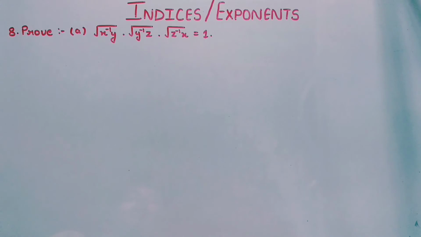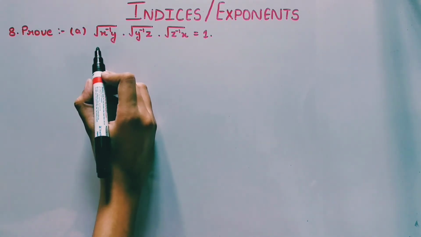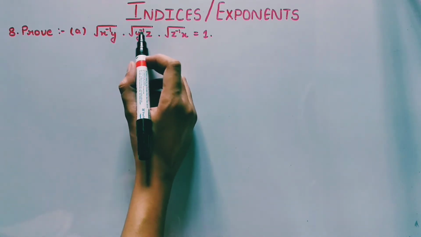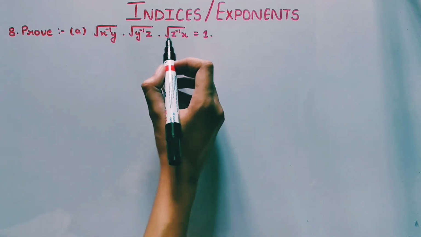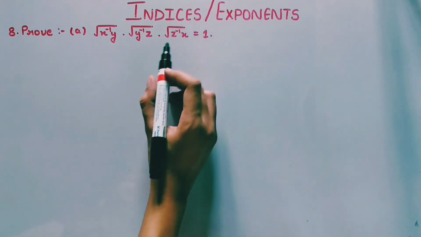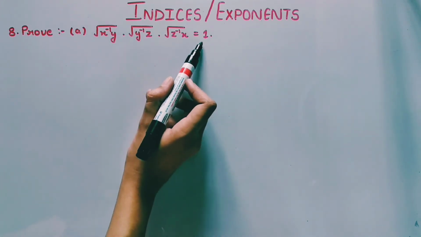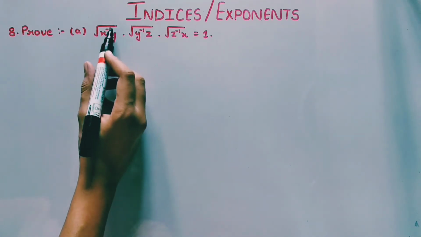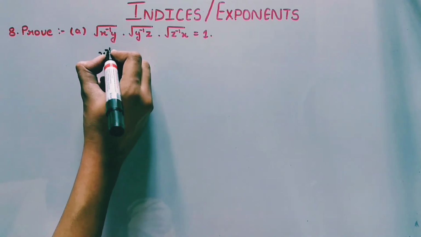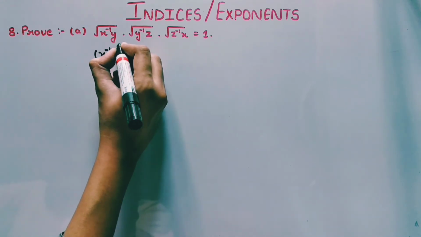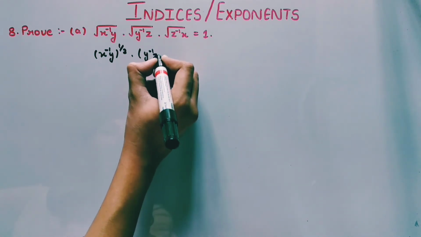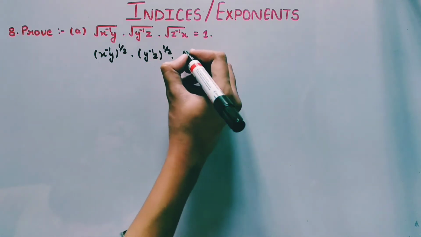We have the 8th question, prove. The first part is: under root of x^(-1) y multiplied by under root of y^(-1) z multiplied by under root of z^(-1) x is equal to 1. We need to prove that this is equal to 1. We know under root can also be written in the form of power. x^(-1) y to the power 1 by 2, into, similarly we will write all the under roots in the form of power.